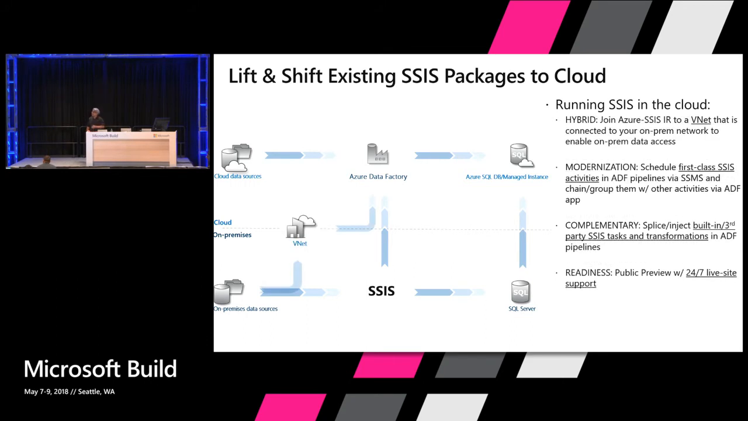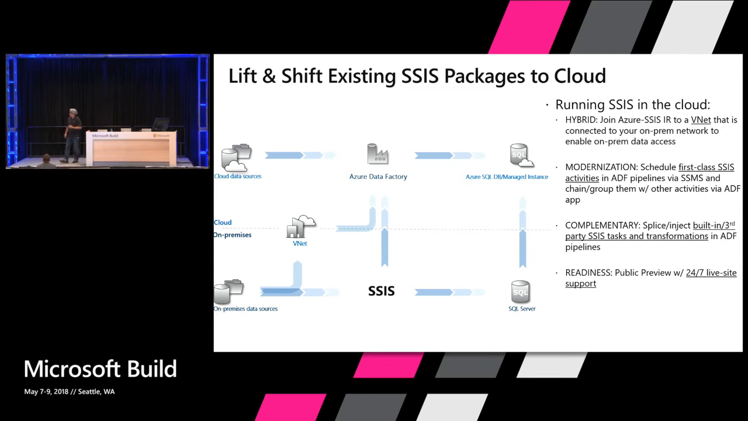Now, if you have data sources on premises, the way for Azure-SSIS IR in the cloud to have a line of sight to your data on premises is using VNet. So VNet is a way for us to enable on-prem data access. Now, when you have this SSIS packages running in the cloud, you can start modernizing it. You can schedule SSIS packages as a first-class activities within ADF pipeline. So suddenly, you can use the ADF trigger that like Gaurav was showing before to trigger SSIS package execution. And you can also start combining, almost like a Lego approach, combining SSIS activity within ADF pipeline with other activity, which is one of the demo that I will show you later.